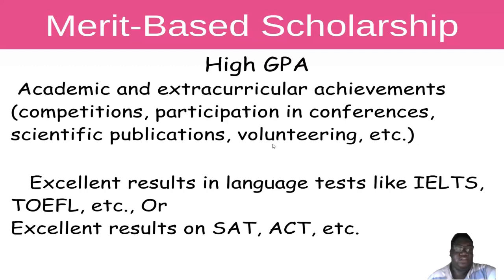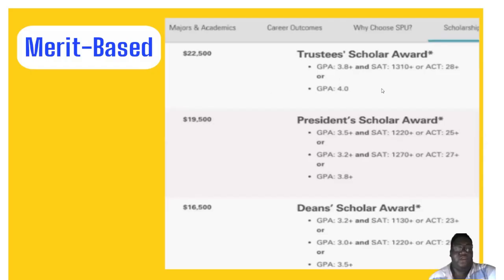Different ways for a merit-based scholarship to be given out can be based on high GPA, great achievements in competitions, participation in renowned conferences, participation in scientific publications, volunteering, great results in language tests such as IELTS, TOEFL, and standardized tests such as the ACT and the SAT. This is an example of merit-based scholarships based on GPA and SAT or ACT scores.